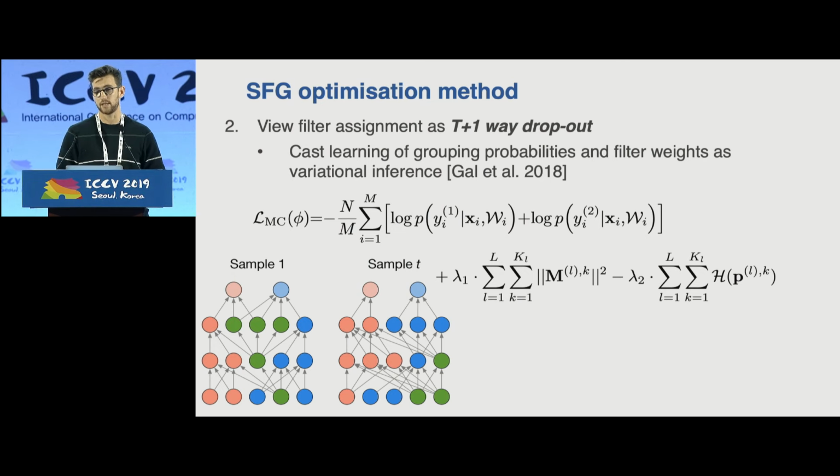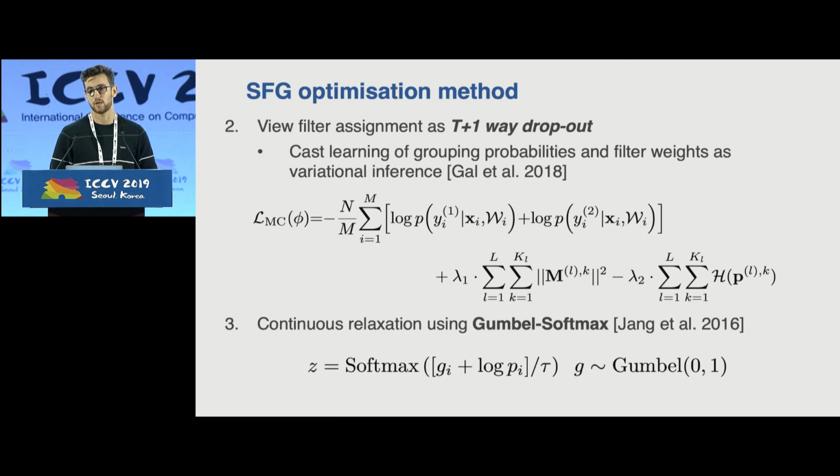And importantly, one is to note that the likelihood terms in the loss function initially have zero gradients with respect to the grouping probabilities. And to enable the optimization process, we use a continuous relaxation using the Gumbel softmax distribution, which acts as a reparameterization of the categorical.